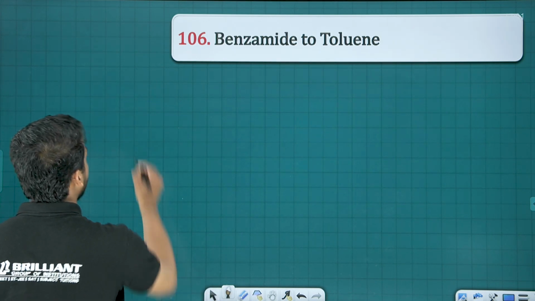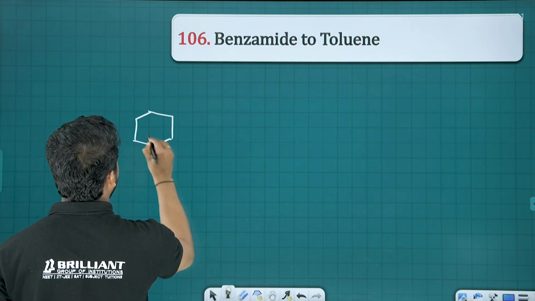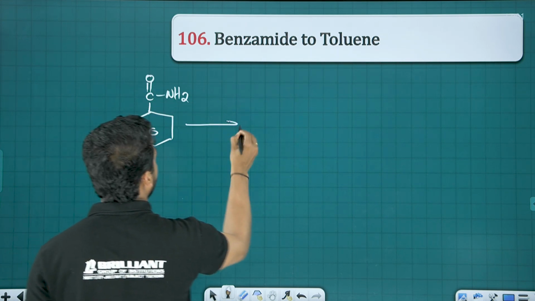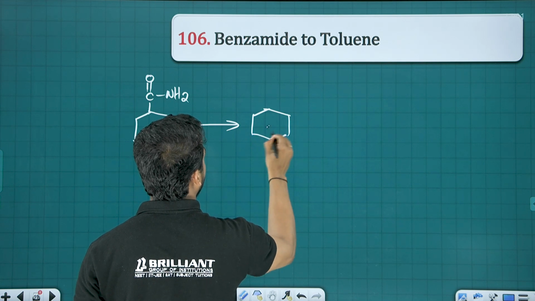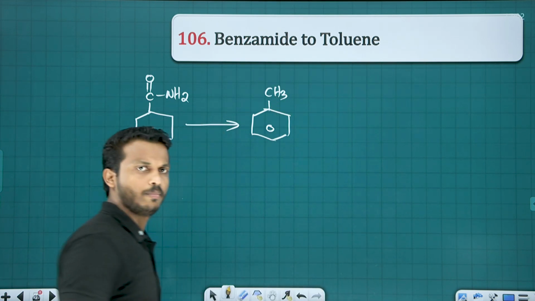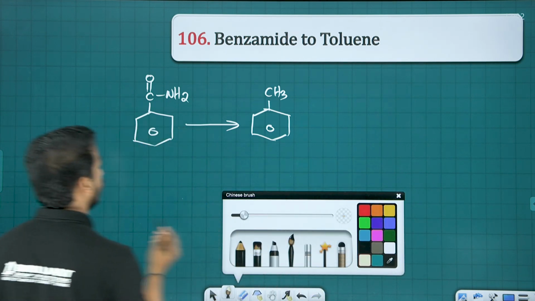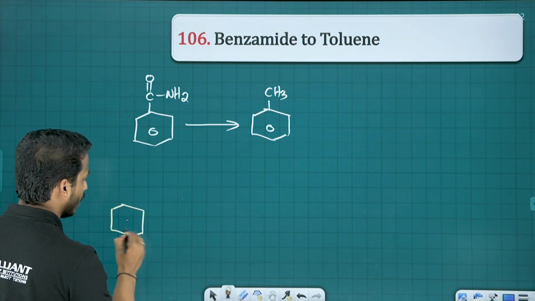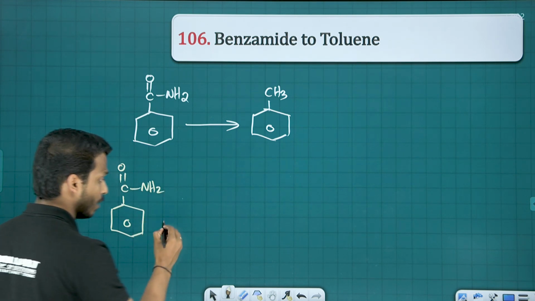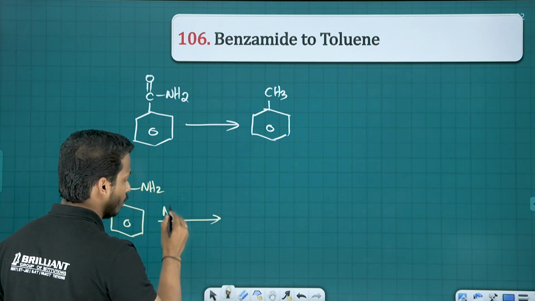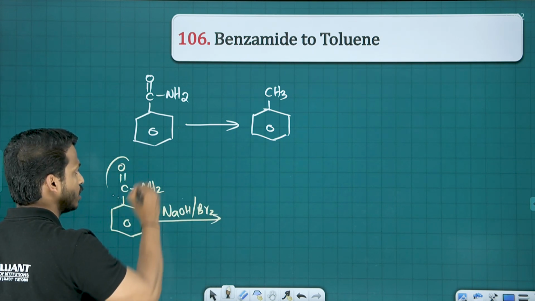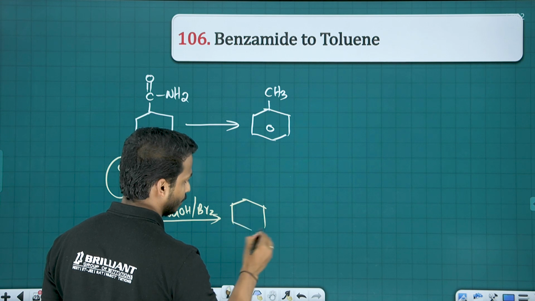Next one, how will you convert benzamide? What is benzamide? Benzene with a CONH2 is called benzamide. How do you convert benzamide into toluene? How is it possible? Many methods we can apply. So let me just do one procedure here. We can cut the CO group from this amide. That is our Hofmann bromamide reaction, right? We can use NaOH and Br2. The CO group is cut, and you will get aniline.